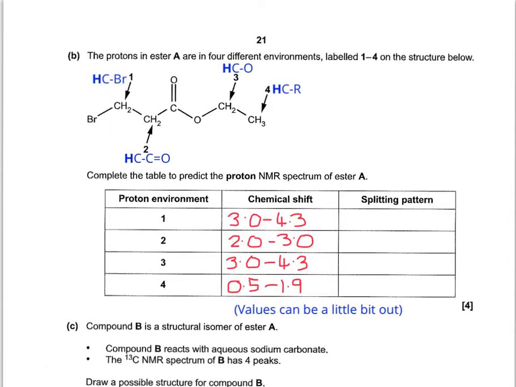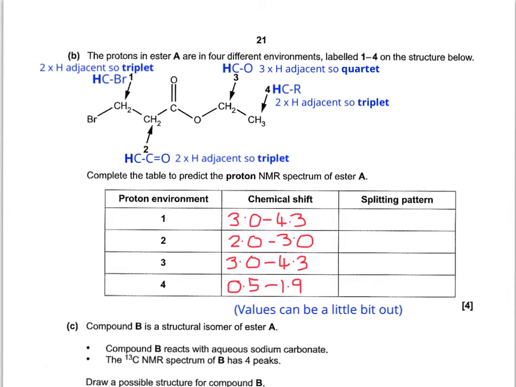So now we've got to do the splitting pattern. I'm going to do a little annotation underneath each of the environments using the n+1 rule. So what you've got to do each time is look at how many hydrogens are in the adjacent hydrogen environment that's non-equivalent. Even though, for example, there's two CH2s next to each other, one of the CH2s has a bromine attached to the carbon, the other CH2 has the C double bond O attached to the carbon. So technically they're different environments, so they're non-equivalent. Okay, so we need to move the page down a little bit and analyse this next part.